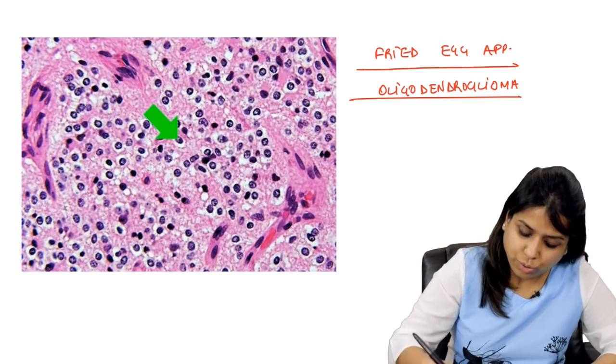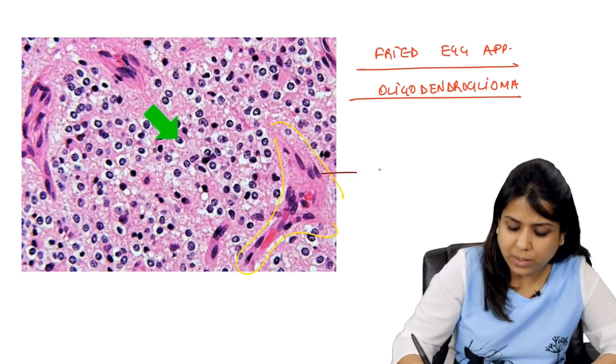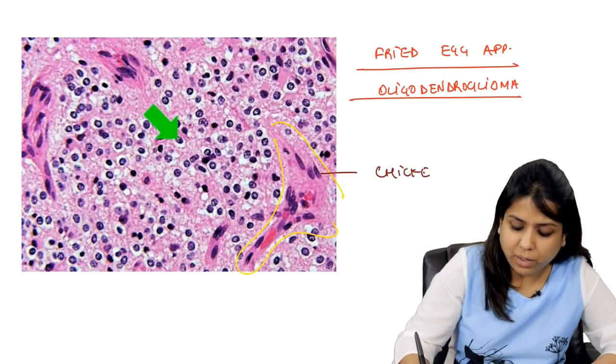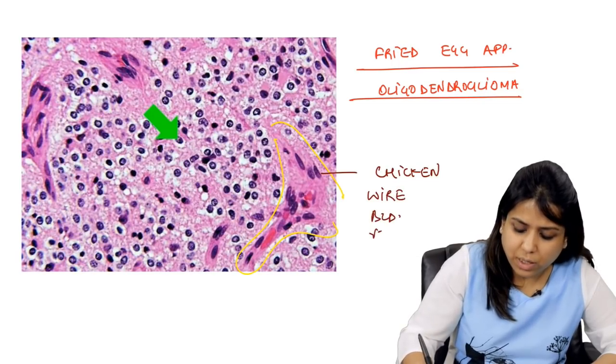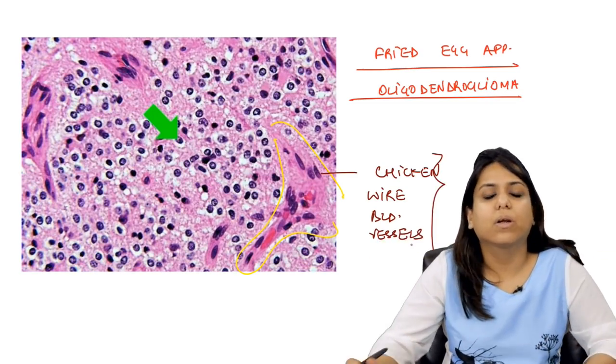Oligodendroglioma also shows chicken wire blood vessels. Can you see this blood vessel? It's a chicken wire blood vessel. They are stretched out blood vessels, called chicken wire.